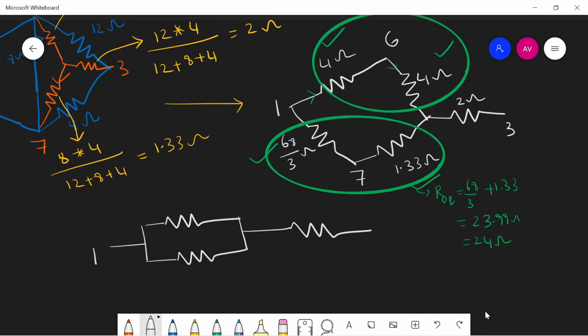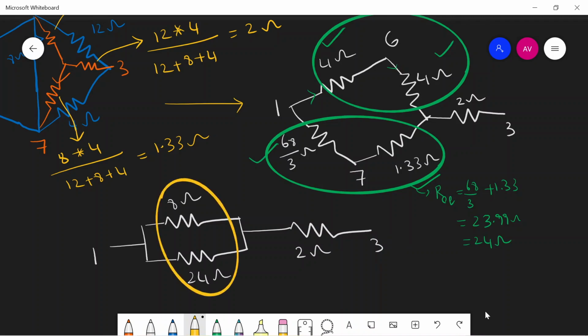This is terminal 1 and this is 3. Okay, terminal. And we have here 8 ohm and we have here 24 ohm, and this value is 2 ohm. And it is very clear that these two are in parallel, which is in series with this 2 ohm resistor. So R equivalent for this is 8 into 24 divided by 8 plus 24. If you do so, we get here 6 ohm.